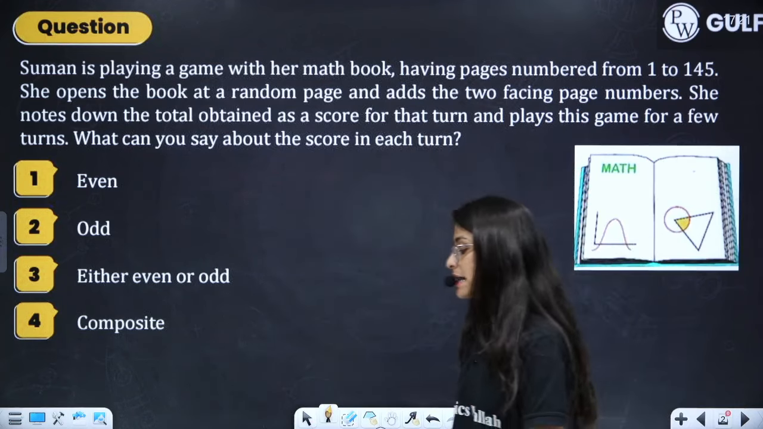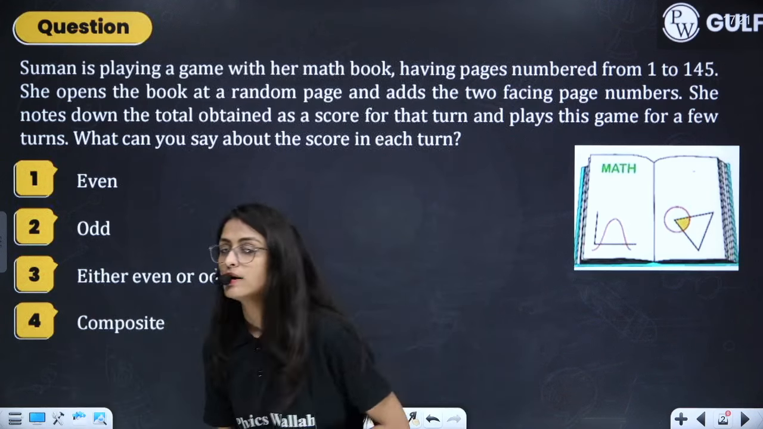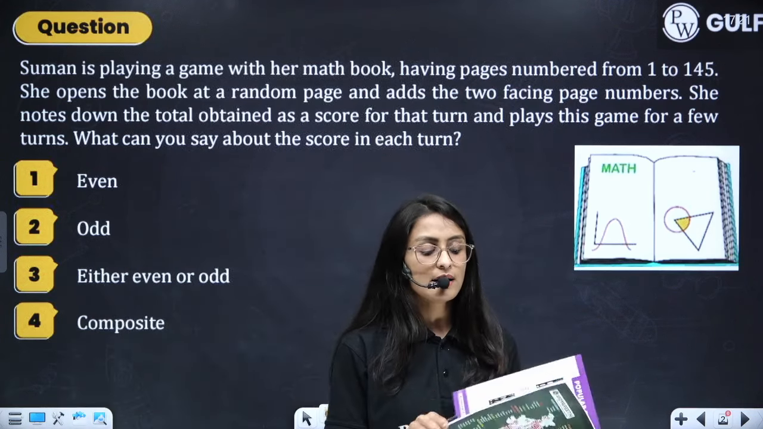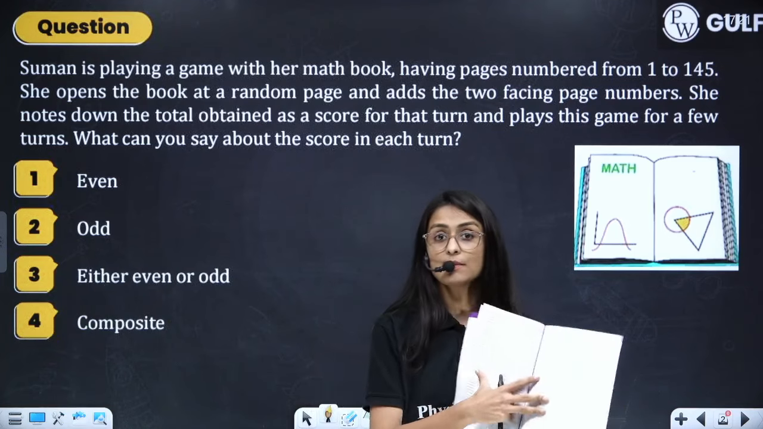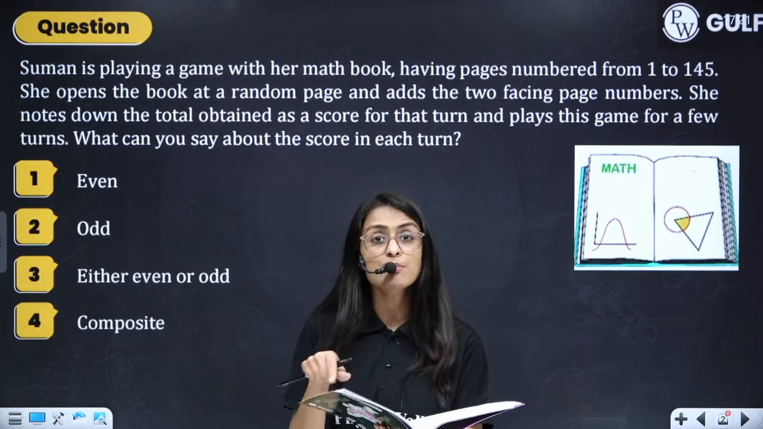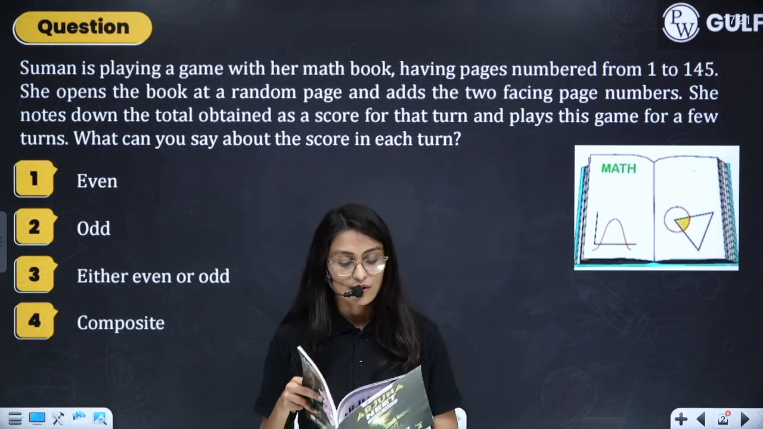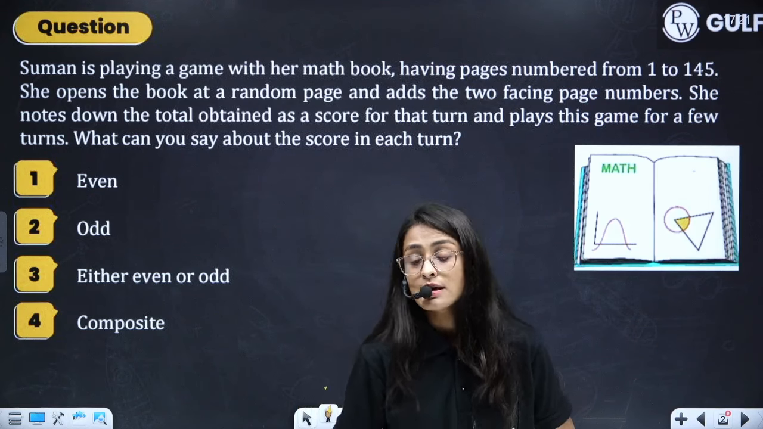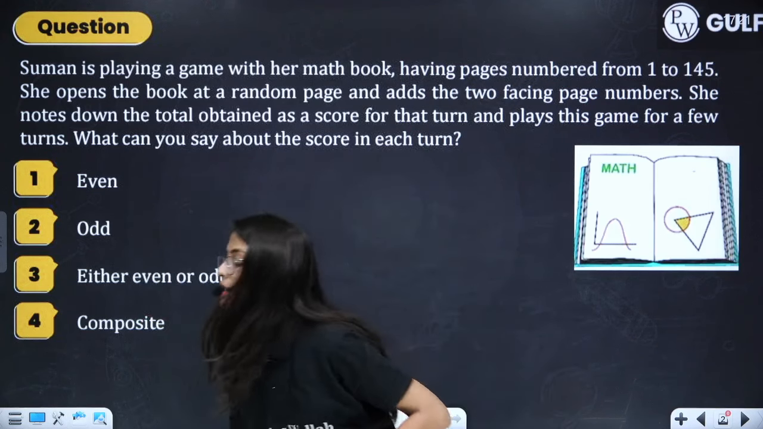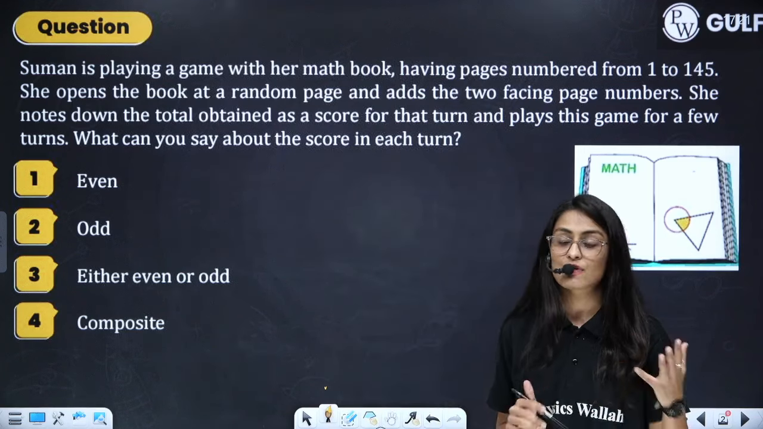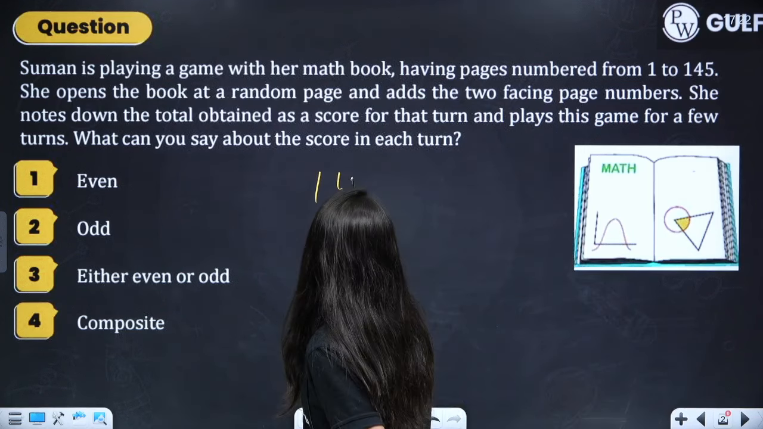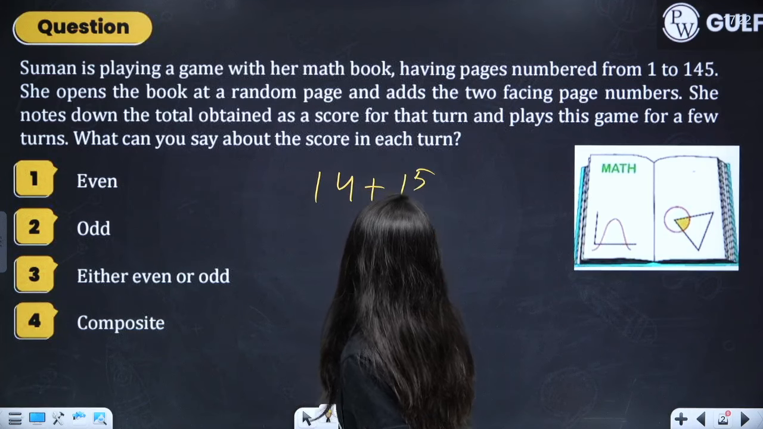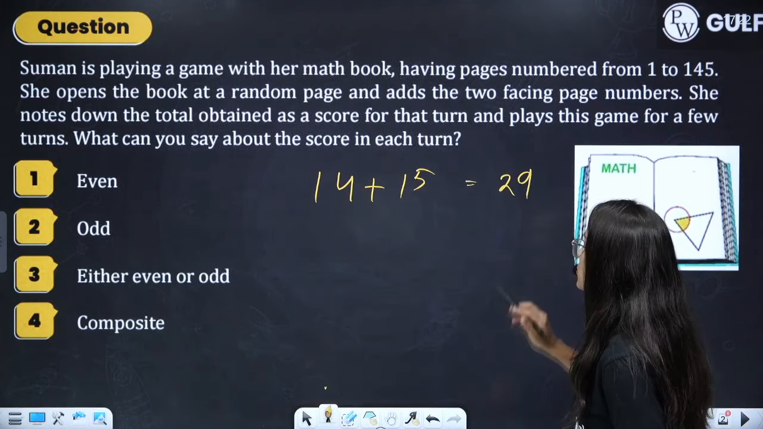So here, let us take an example. Hold a book in your hand, open a random page, and check what numbers are there in front of you. Here I am seeing in front of me 14 and 15. Similarly, someone adds up random pages, whatever are opening in front of her. So if I add 14 and 15, what will be the total? The summation will be 29.